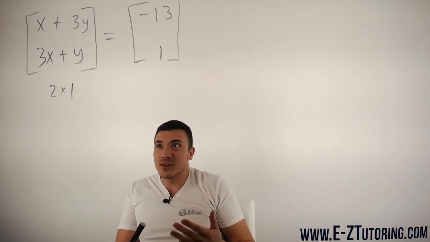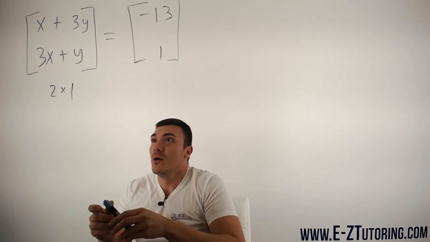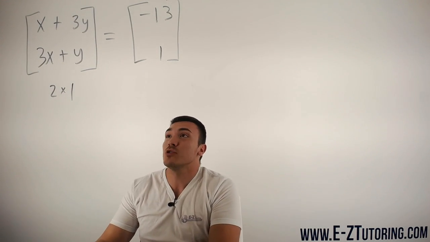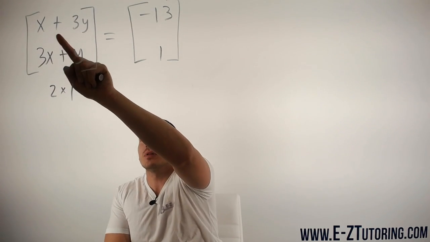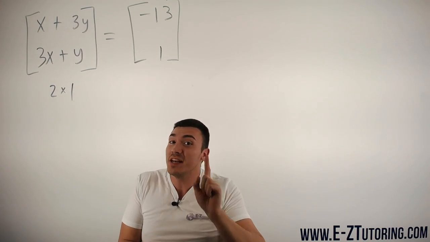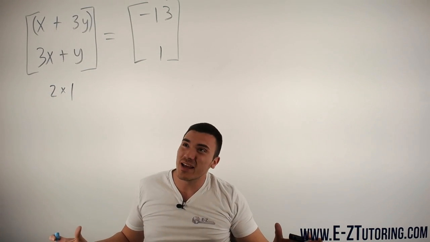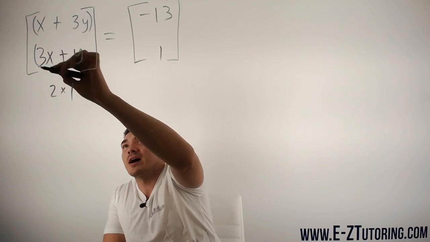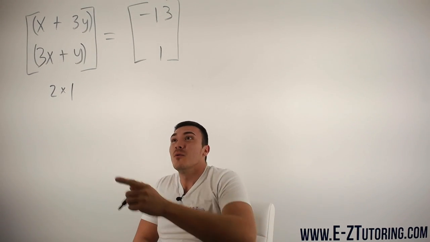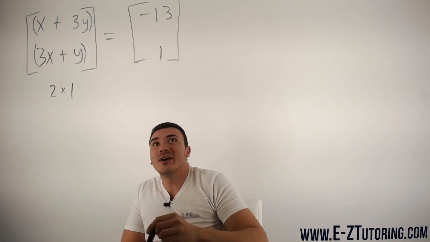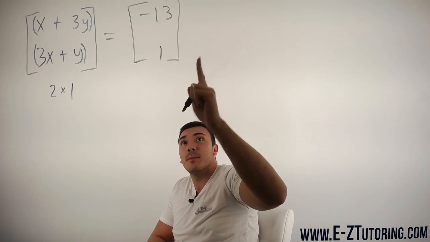Now I know some people will say it has 2 columns because they see 1 column here and 1 column here. However, that is not true because x plus 3y is considered one term. So if we put parentheses around this, x plus 3y is a single term and 3x plus y is also a single term, which makes this 1 column. Back to what I was saying, this is a 2 by 1 and this is also 2 rows by 1 column.